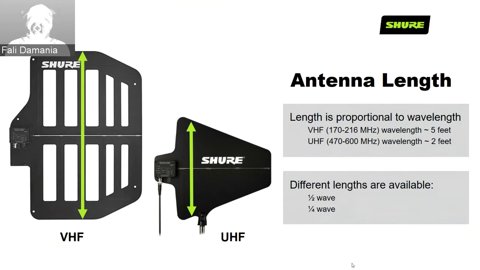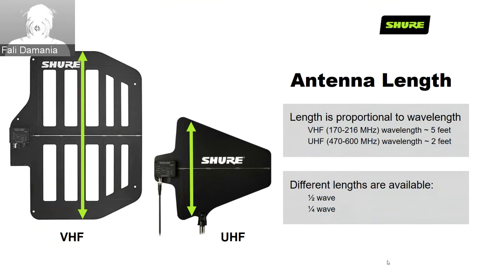And now I come back to the very first point that we made. When you're in the UHF area and your frequency bandwidth is say 470 to 600, midway of that would be around 500, 520. You average that out at a wavelength of 2 feet. You also get different lengths of these antennas.